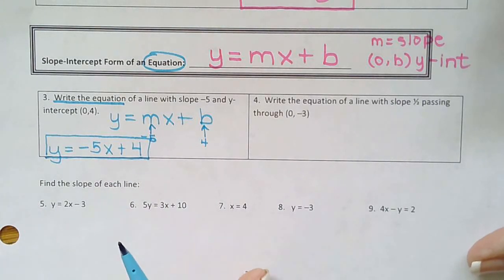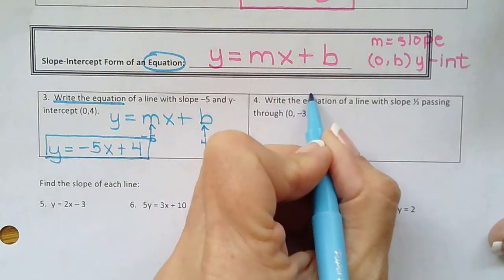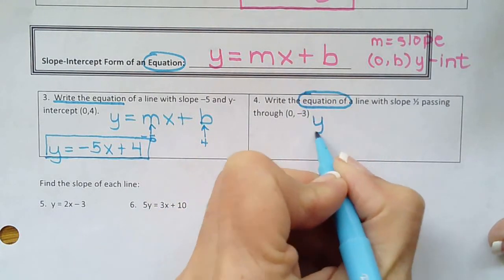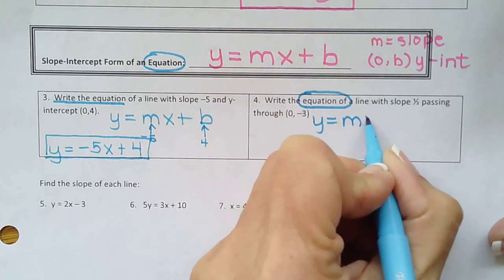And there's our answer. So this would be a good time for you to shut off the camera and try the next one on your own before I do it with you. So again, it says write the equation. So the minute I see that, I think y equals mx plus b.